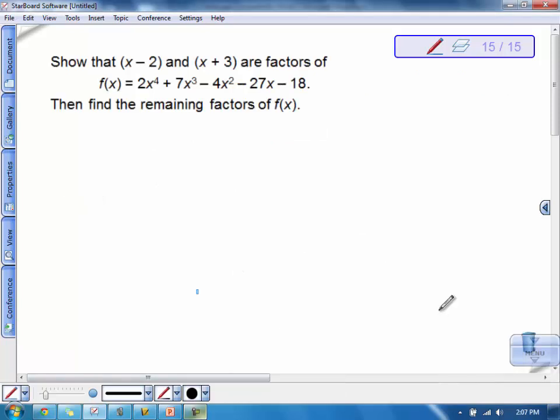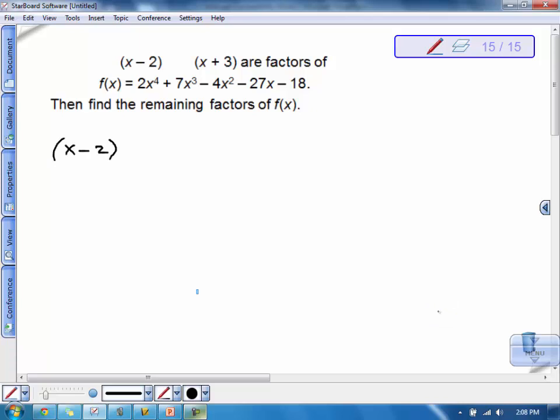Okay, so let's try to tie all this together then. I'm going to give you a polynomial, like for the example, this 4th degree polynomial. Okay, it's got two factors of x minus 2 and x plus 3. This does show that these are factors, but I'll probably in the future just tell you that these are factors of this. And I'm going to ask you to find the remaining factors of f of x.